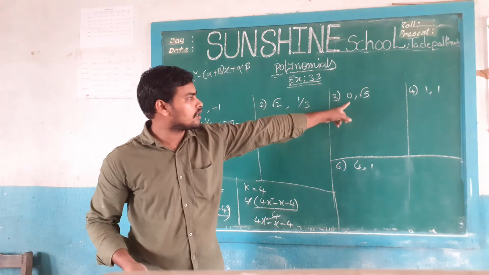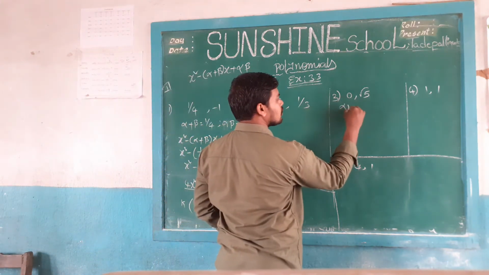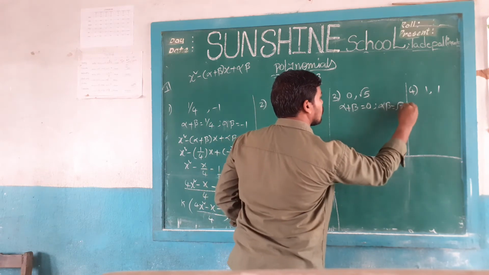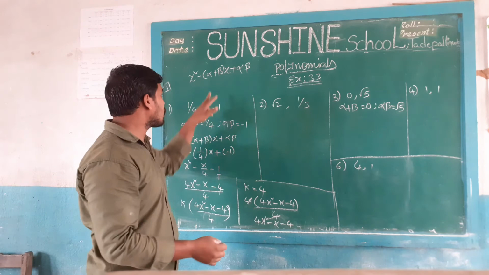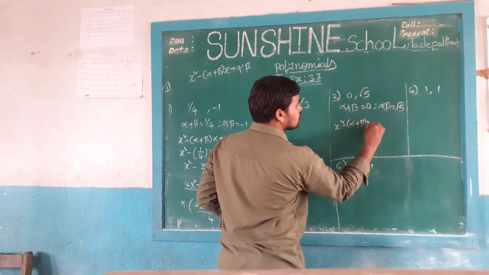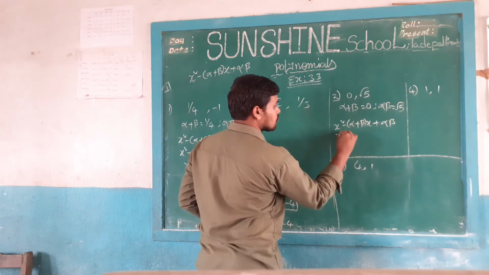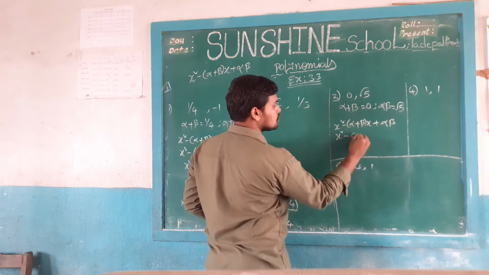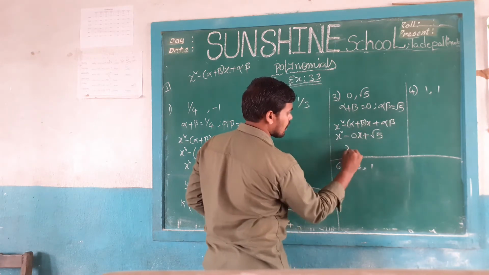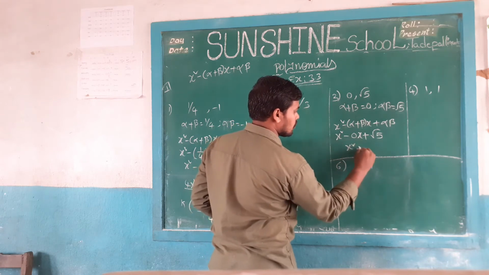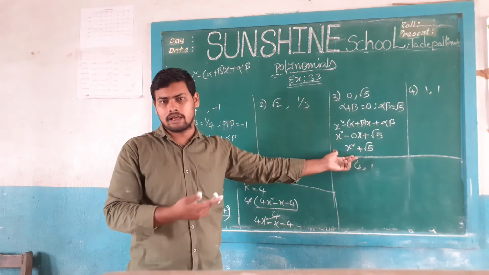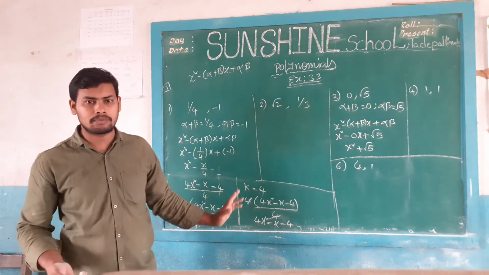Now you take any of these two terms. Alpha plus beta value is 0. Alpha beta value is root 5. Substitute these two values in the given formula. x square minus alpha plus beta into x plus alpha beta. x square minus alpha plus beta value 0, 0 into x plus alpha beta value root 5. So x square plus root 5. There is no denominator here, so you should not multiply with k. Where there is a denominator, you should multiply with k.